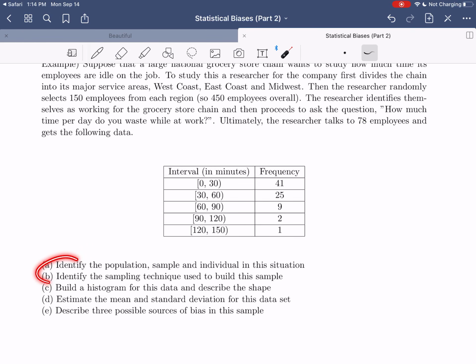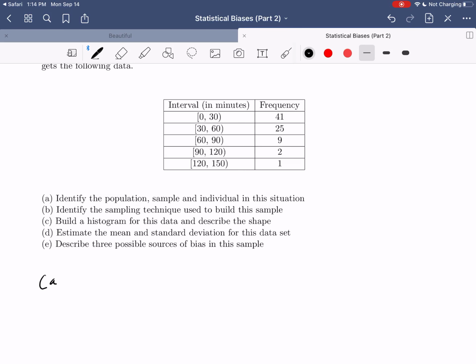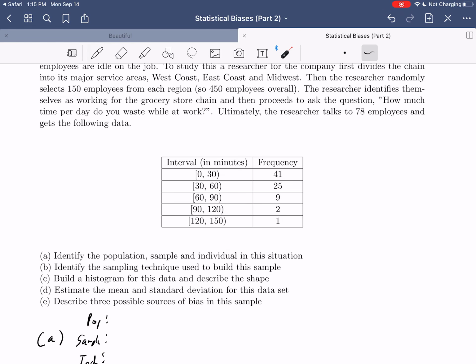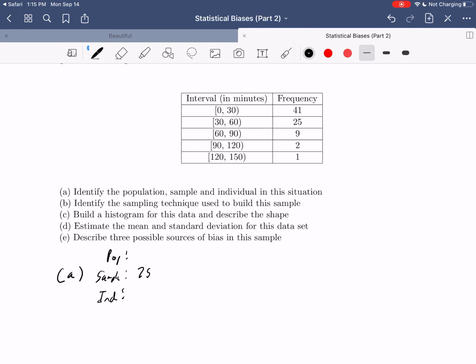So let's start by identifying the population, sample, and individual, and identifying the sampling technique. For the sample, that's where we always like to start. Remember that they ultimately talked to 78 employees, so our sample here would be the 78 employees. That means the individual would be 1 employee, and the population would be all employees.